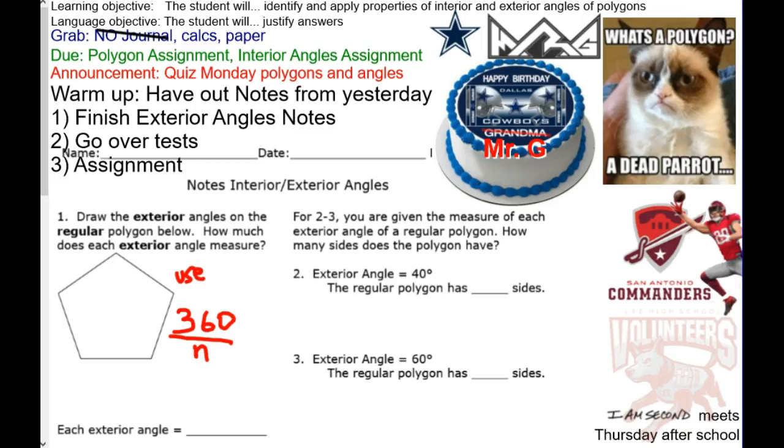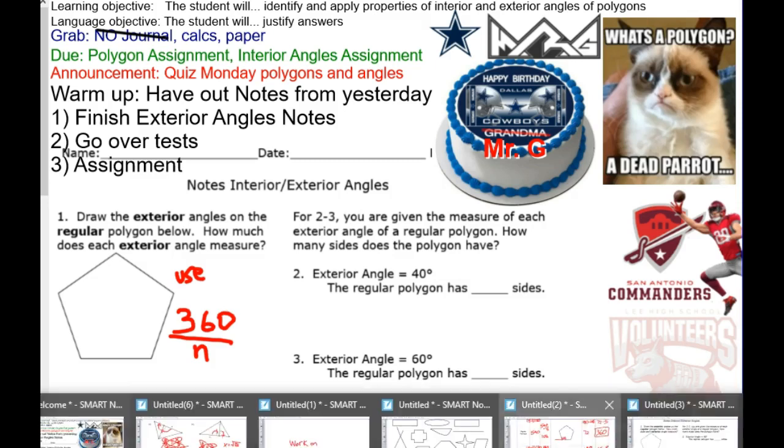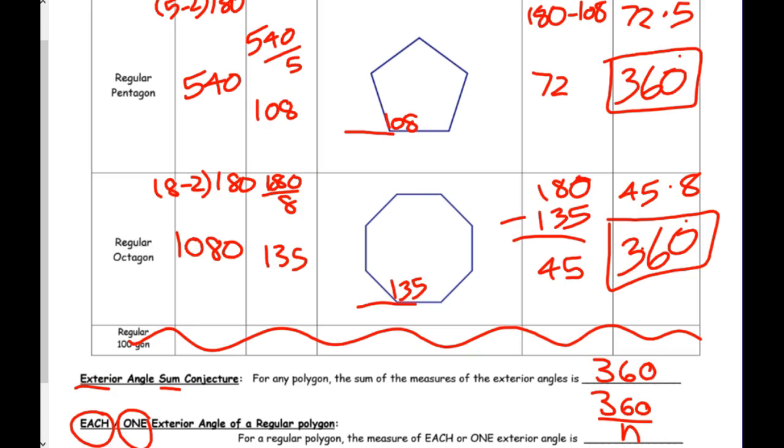Yesterday we learned the sum of exterior angles is always equal to what? 360. So if you want a visual, this is what the notes were yesterday at the end. On the last column, it was always 360, and that's the sum, not each, right? So the sum is always 360. And then we learned down here, each exterior is 360 divided by n.